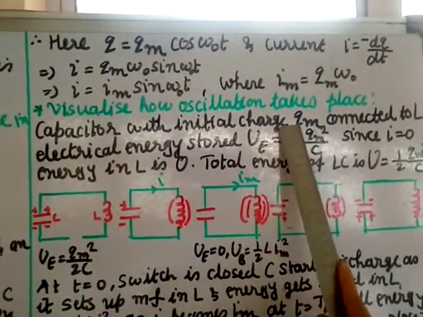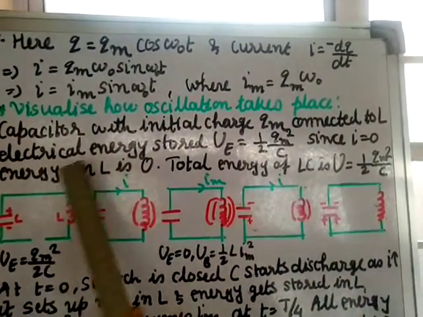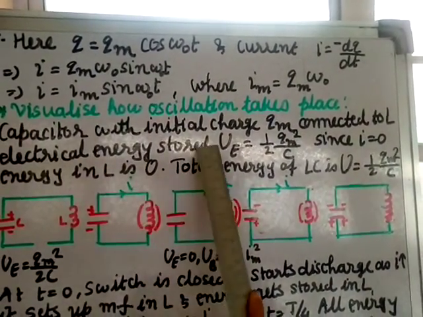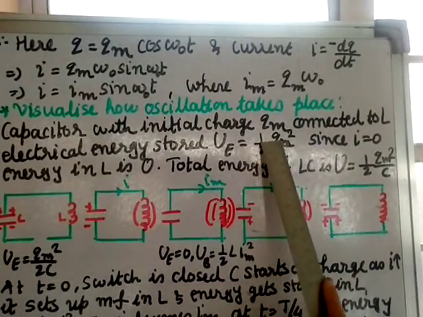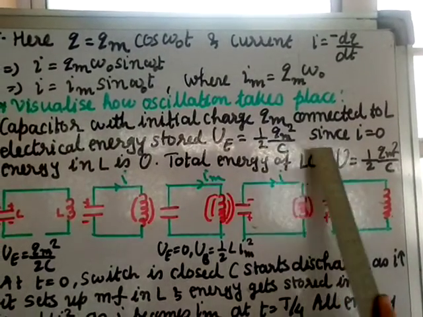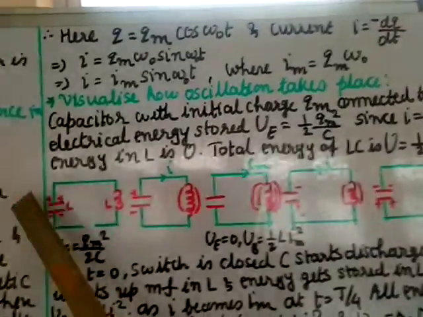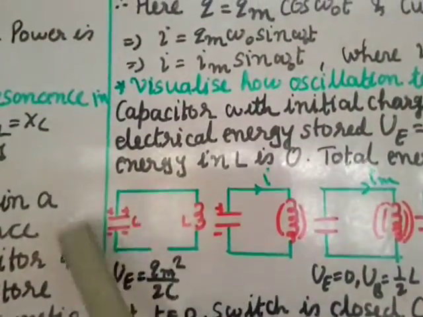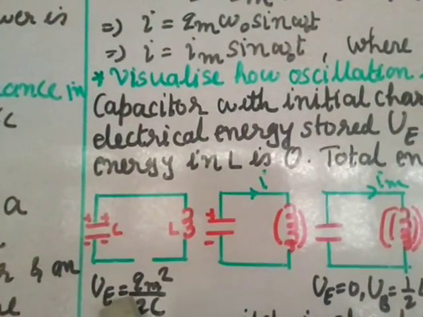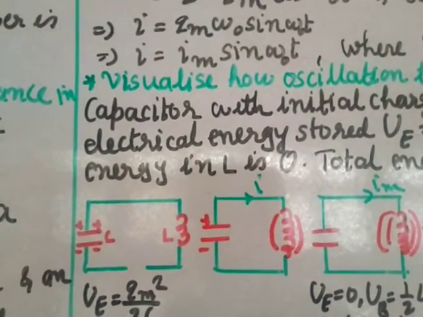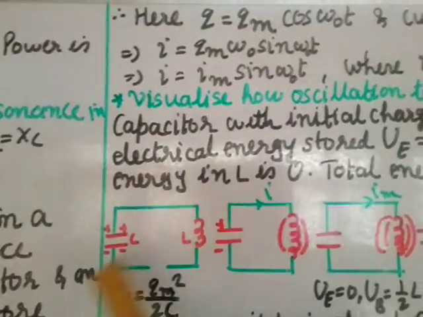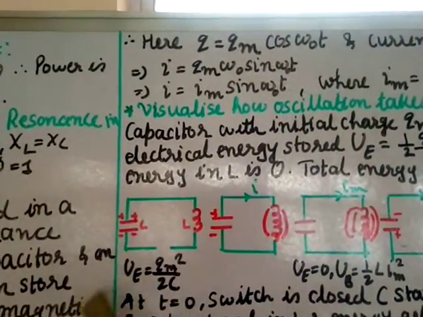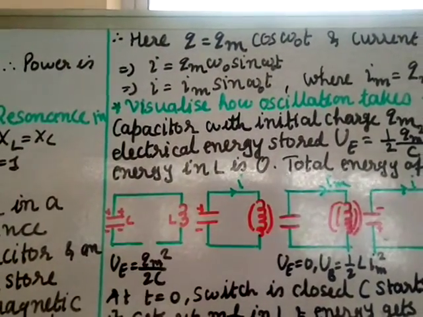Capacitor with initial charge Qm connected to L, electrical energy stored U is equal to 1/2 Qm² divided by C. Since I is equal to 0, because the circuit is not connected, this is the first case. So the total energy is only the energy on the capacitor, that is U is equal to Qm²/2C. This we have done previously, in chapter 2, the energy stored by the capacitor.